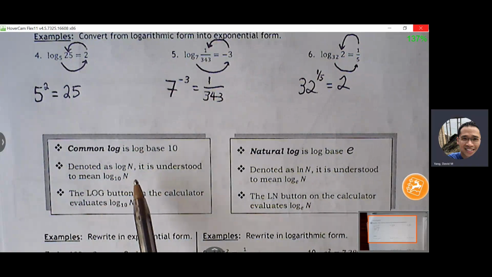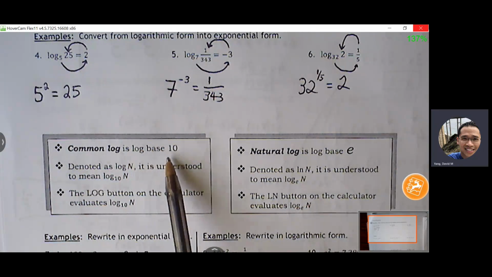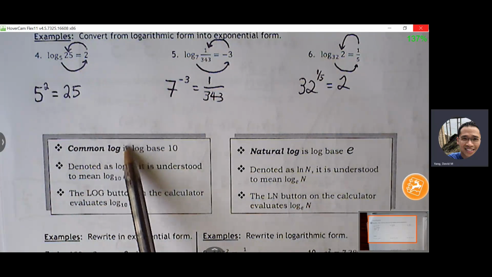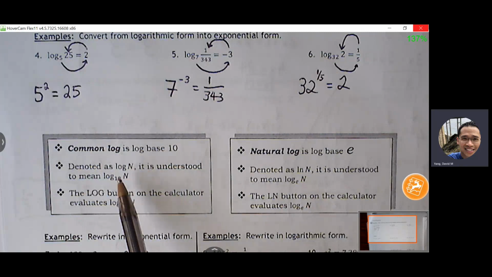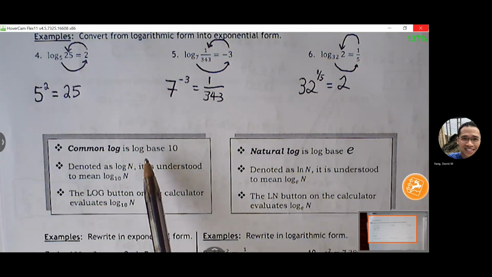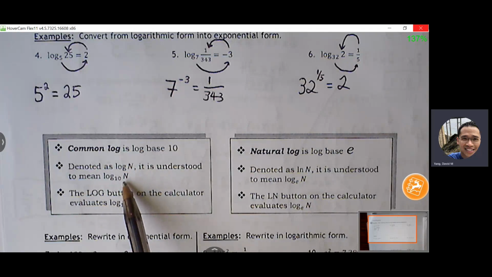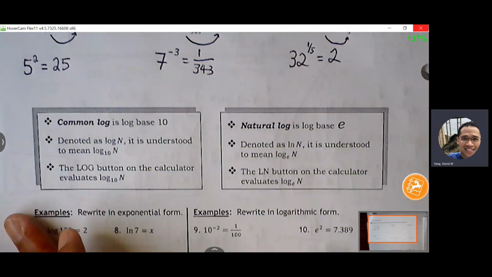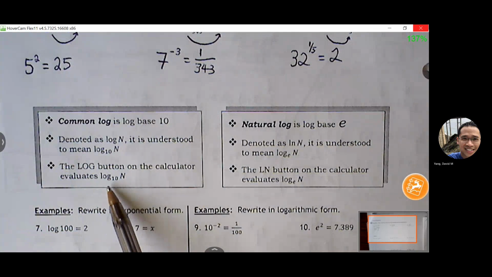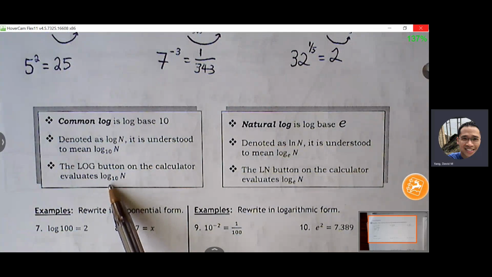Okay, common logs. Common log is log base 10. So whenever you see log without any subscript, you can fill that in with a base 10. The reason why we have this hidden base is because we use it so often that we just leave it out, understanding that if you see log, rather than writing 10 every time, if there's nothing there, then we know it's a 10. So there's a log button on your calculator. Your log button on your calculator is base 10.